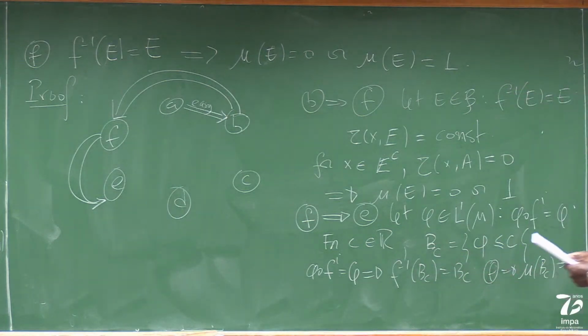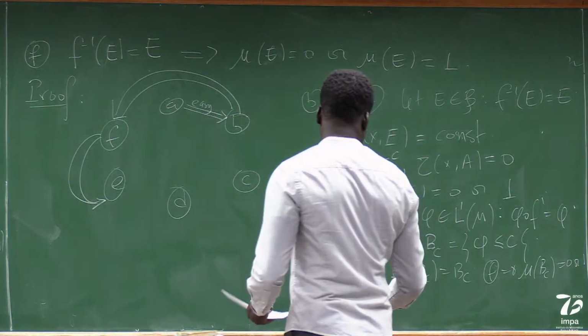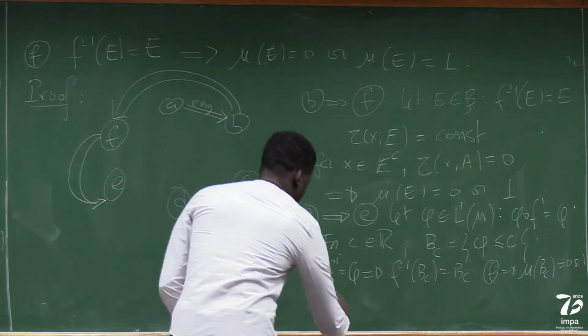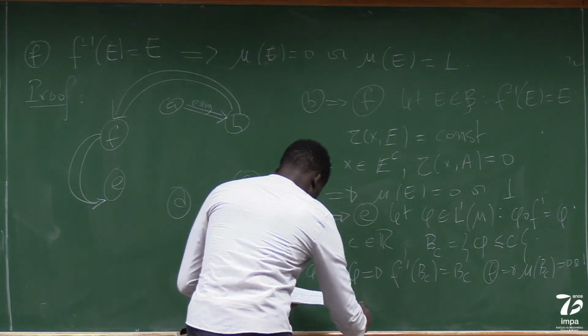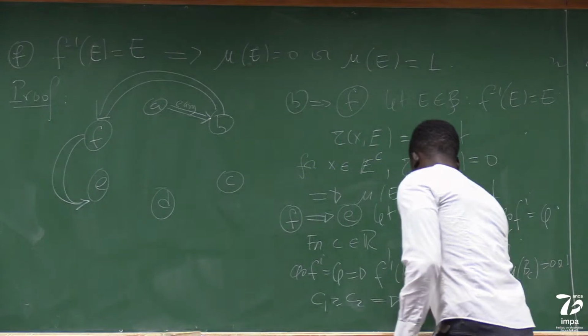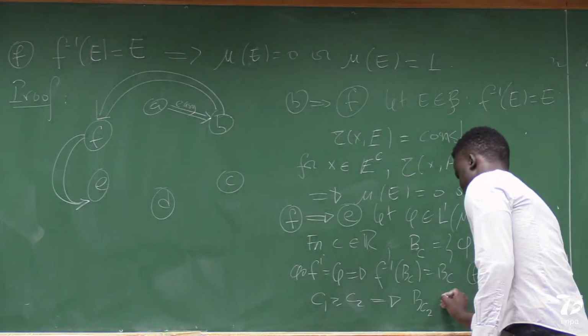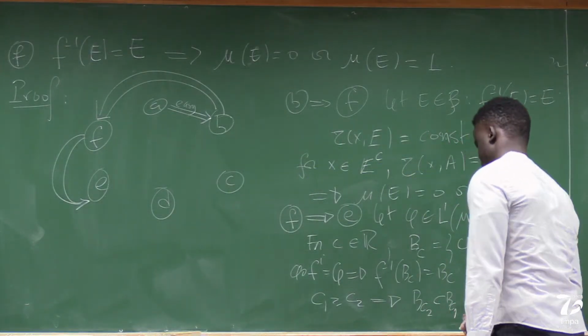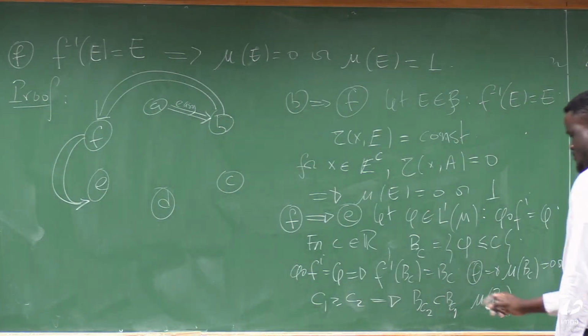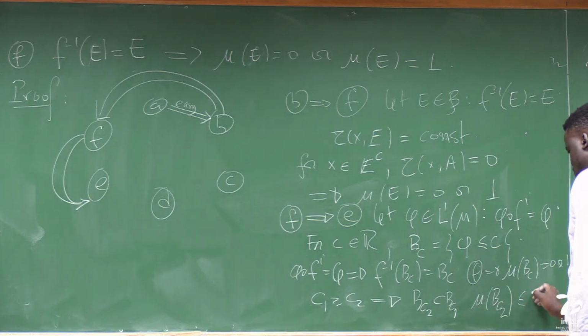And you can see also that these sets are non-decreasing. If C1 is greater than C2, this implies that B_C2 is a subset of B_C1, and the measure of B_C2 will be less or equal to the measure of B_C1.